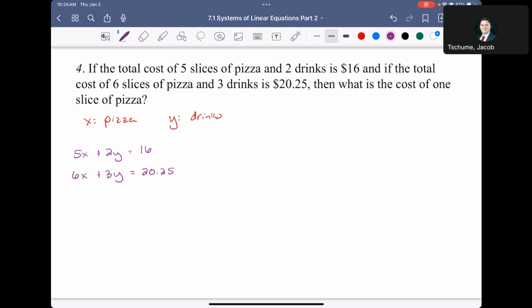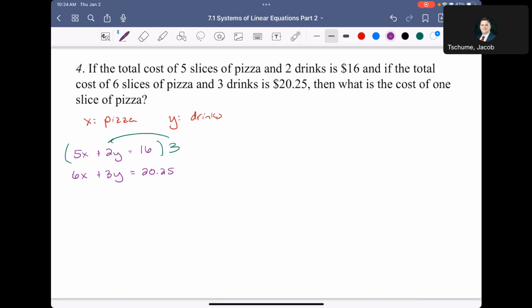And so what I need to do is make the Y's be opposites of each other so that they go away. Now, this one's a little trickier because 2 and 3 don't go into each other. So I'm going to have to go up to the next number. So here's what I'm going to do. I know that 2 and 3 both can go into 6. So the first thing I'm going to do is multiply the top equation by positive 3.